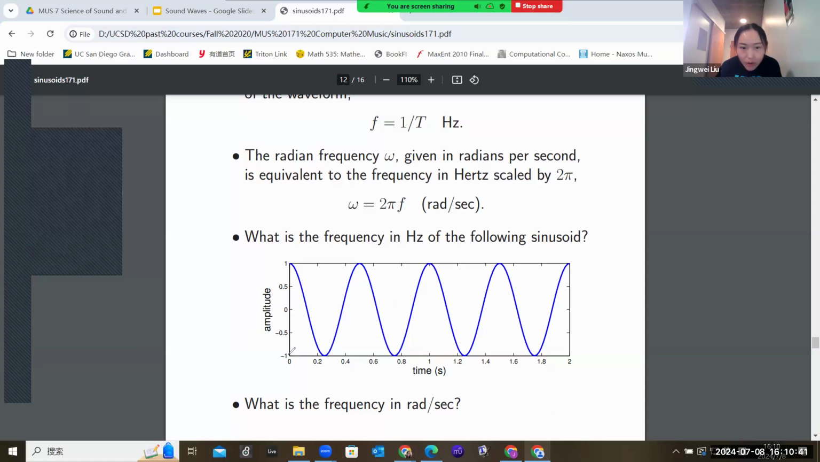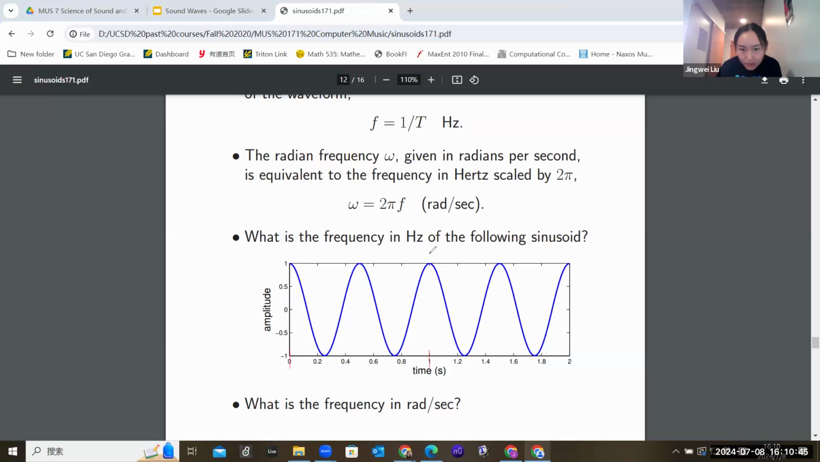Here you can see this is time, from 0 to 1, which is 1 second. You can see the wave goes through 2 cycles here, 2 cycles in 1 second. Therefore, the frequency is 2 hertz, because it goes through 2 cycles in 1 second, and the period is 1 over 2, which is 0.5.